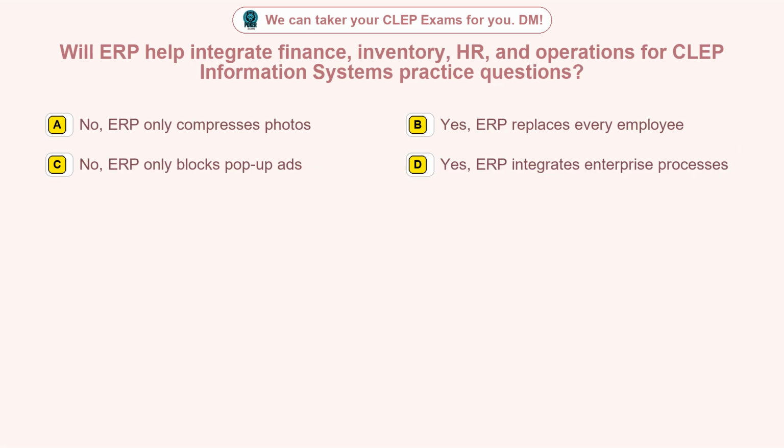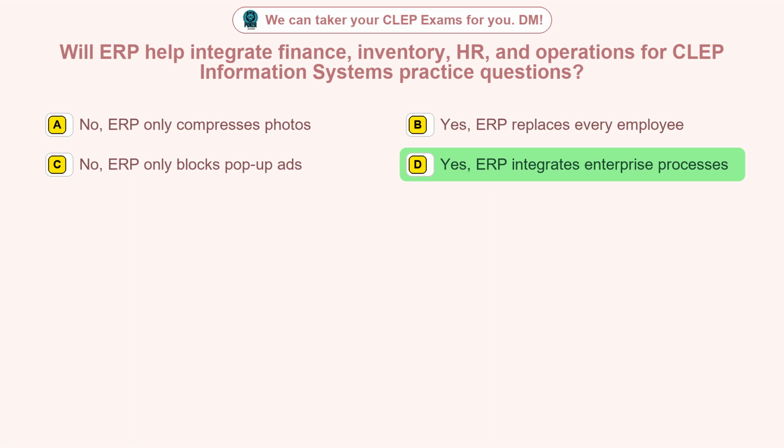Question 14. Will ERP help integrate finance, inventory, HR, and operations for CLEP Information Systems practice questions? Option A. No, ERP only compresses photos. Option B. Yes, ERP replaces every employee. Option C. No, ERP only blocks pop-up ads. Option D. Yes, ERP integrates enterprise processes.